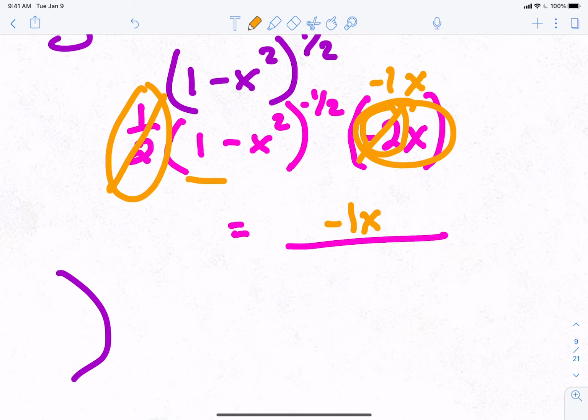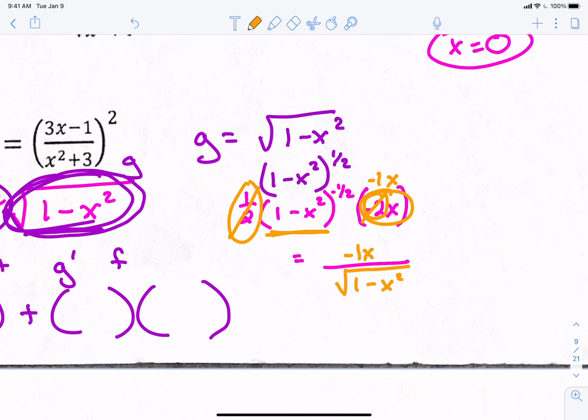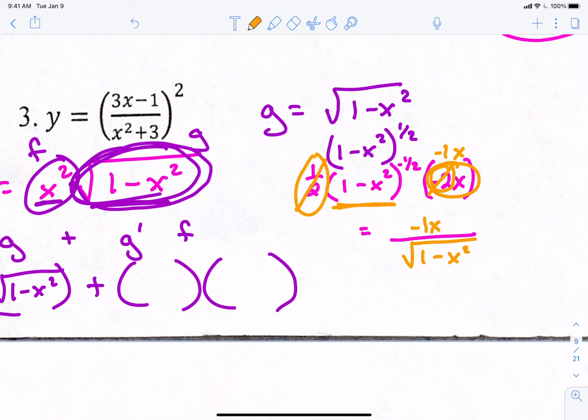On the bottom, this is to the 1/2 power, the square root of 1 minus x squared. When we move it to the bottom, it's the 1/2 power again, and now we change it back to square root. That's what g prime is: negative x over the square root of 1 minus x squared, times f, and f is x squared.